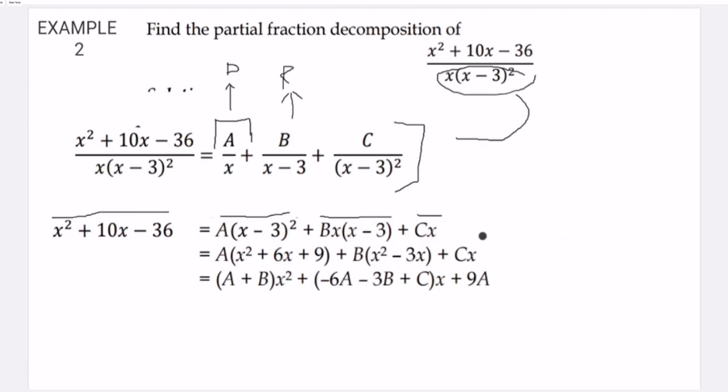The next step is we need to expand them, so we can identify the highest degree, the x squared, the x, and then the constant. For x minus 3 squared, we need to expand. So A times x minus 3 squared, this is equal to x squared plus 6x plus 9.